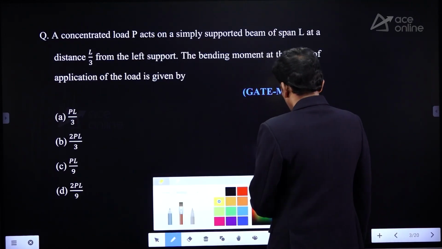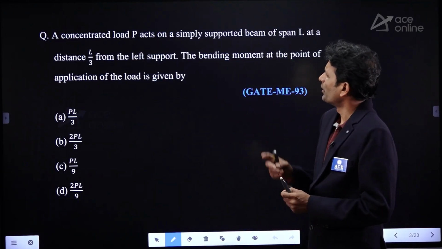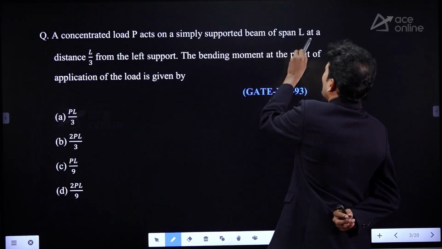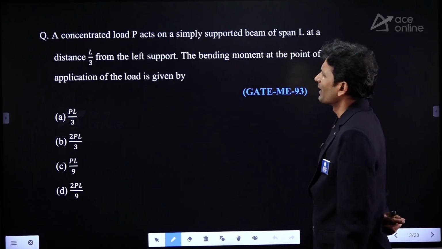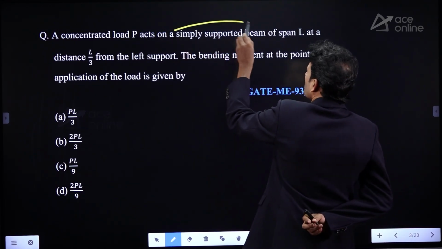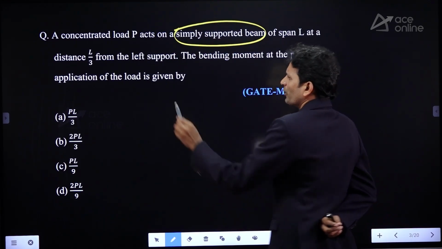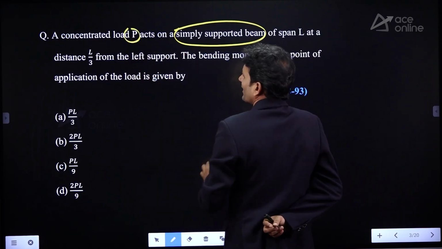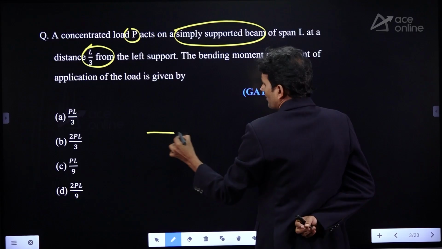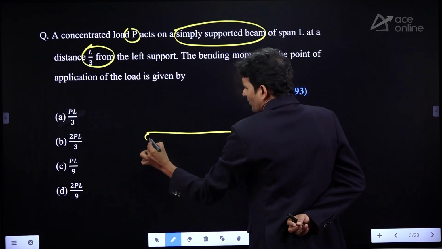Read the question carefully. A concentrated load P acts on a simply supported beam of span L at a distance of L by 3 from the left support. Given beam, it is a simply supported beam. Type of load is the point load. It is acting at a distance of L by 3 from the left support. First, let us take that beam. This is a simply supported beam.